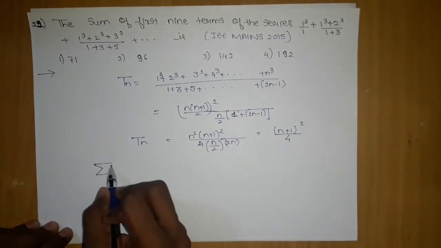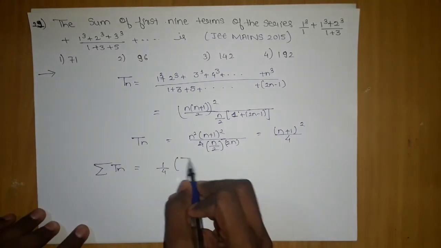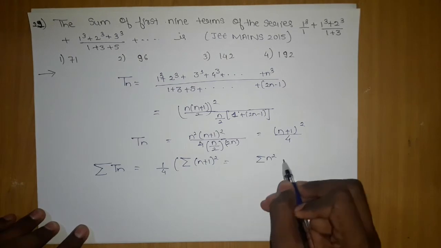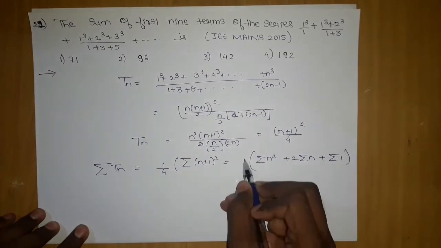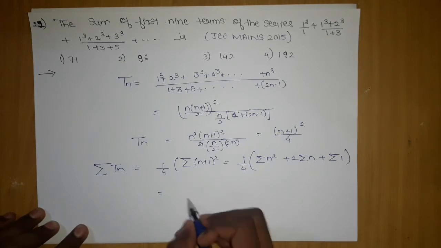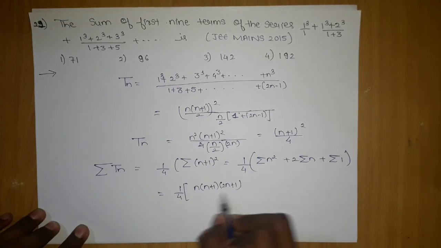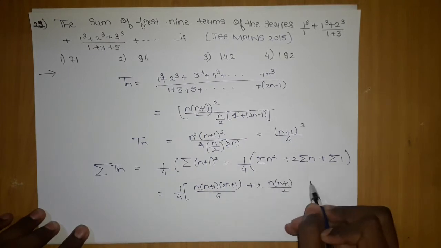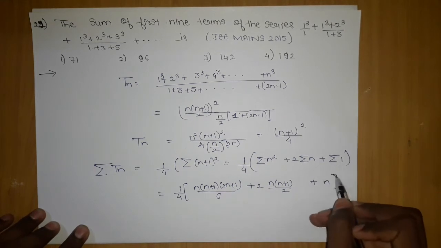So this is our Tn. Now we will apply summation Tn. Summation Tn will be: 1 by 4 will be moved out, and the summation will be applied to n plus 1 the whole square. If we simplify this, it will be summation n square plus summation n plus summation 1, with 1 by 4 outside. The sum of squares of n natural numbers is n into n plus 1 into 2n plus 1 by 6. The sum of n terms is n into n plus 1 by 2, and the sum of one, n times, is n. So we are getting this.